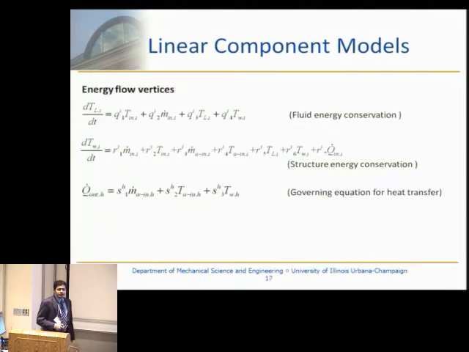Lastly, we have the energy flow vertices, which correspond to the thermal components. There we have energy conservation applied to the fluid inside it and the structure surrounding the fluid. And there is an algebraic equation which relates the desired output to the states. The desired output is the amount of heat transfer that you obtain from these components, from the sink components to the various zones in the building.